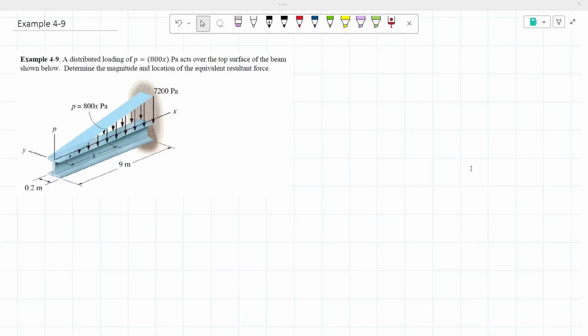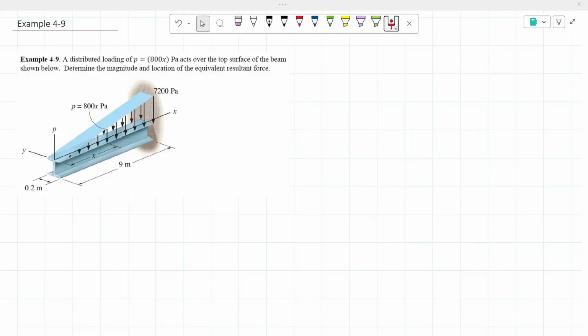Hello everyone, today we're going to be working on example 4-9, and this example is saying that a distributed loading of P, which is pressure, of 800x Pa acts over the top surface of the beam shown below. We have to determine the magnitude and location of that equivalent resultant force. So as you can see, it shows us this beam.